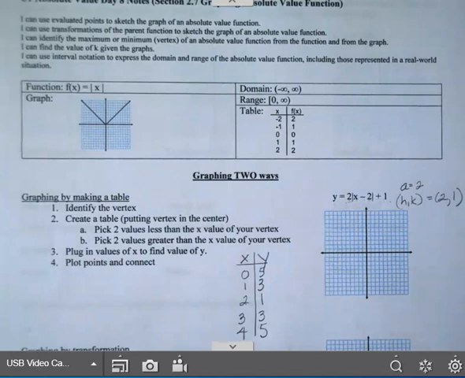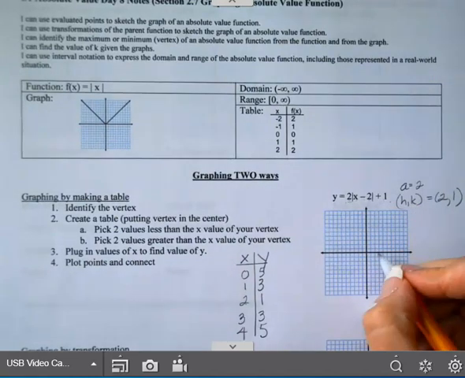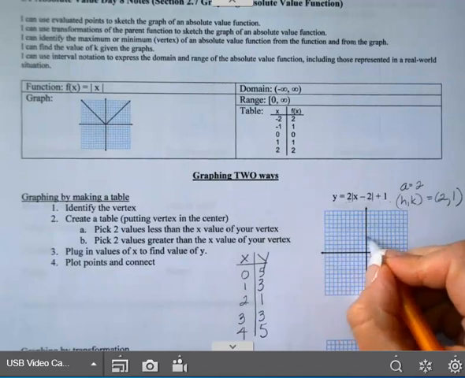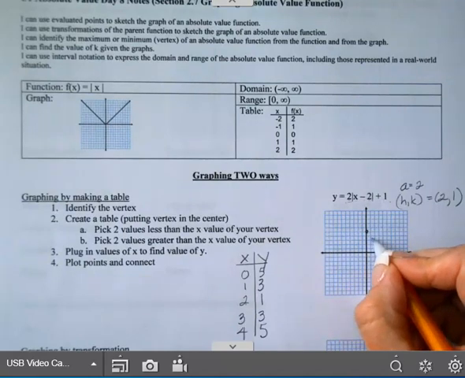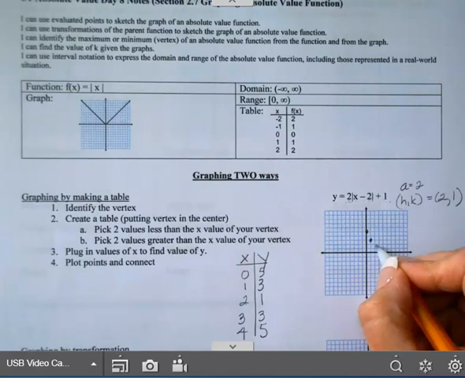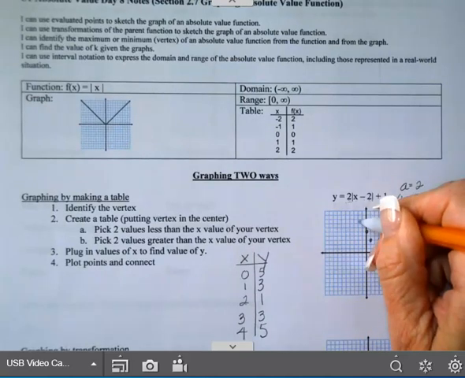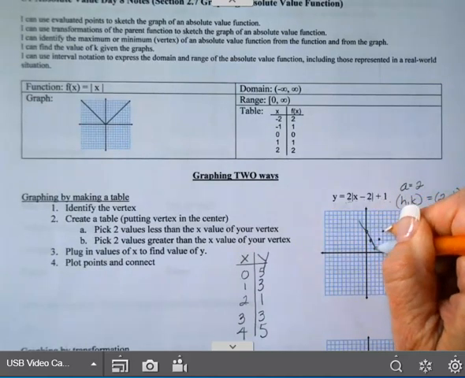So here is our table. I'm going to plot my points. So at 0, I am at 5. At 1, I am at 3. At 2, I'm at 1. At 3, I am at 3, and then at 4, I am at 5. And so here is my graph.